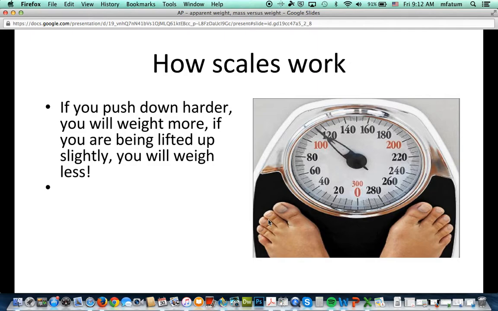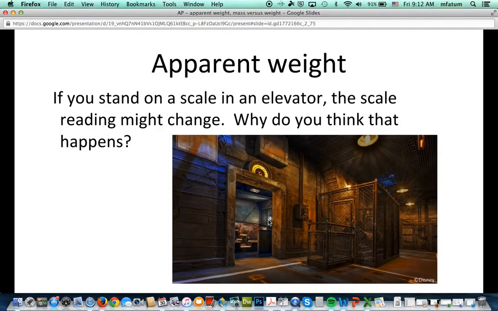If I push down harder on the scale, I'm going to quote unquote weigh more. But if I am being lifted up, I'm going to weigh less. And that's because I'm not pushing against the spring as hard. So we experience this phenomena in what's called the elevator dilemma. So if I stand on a scale in an elevator, the scale reading might change. What do you think is going on?